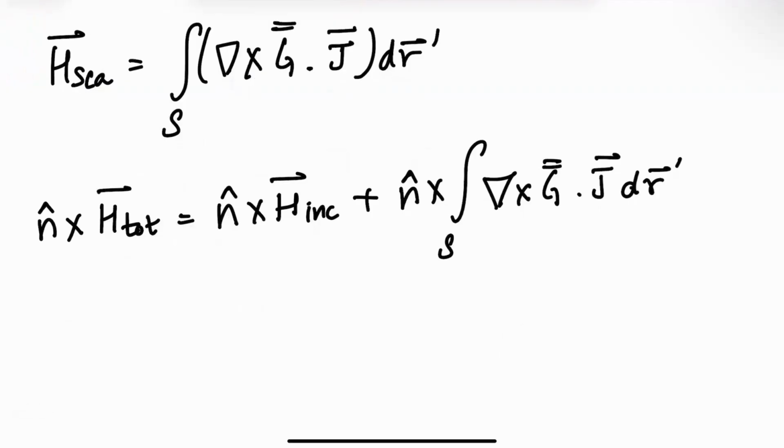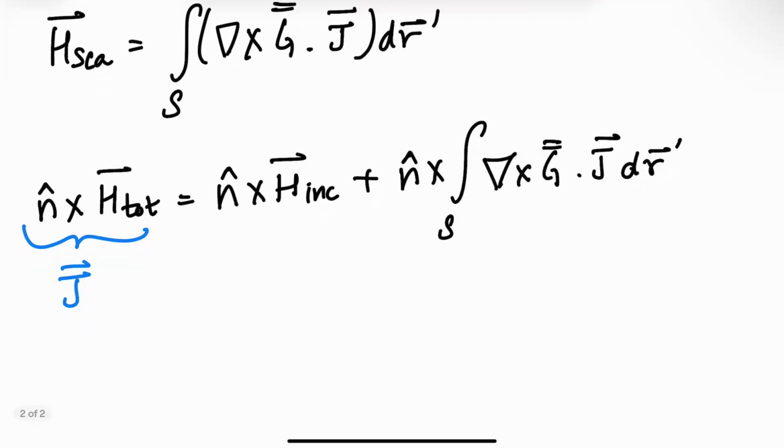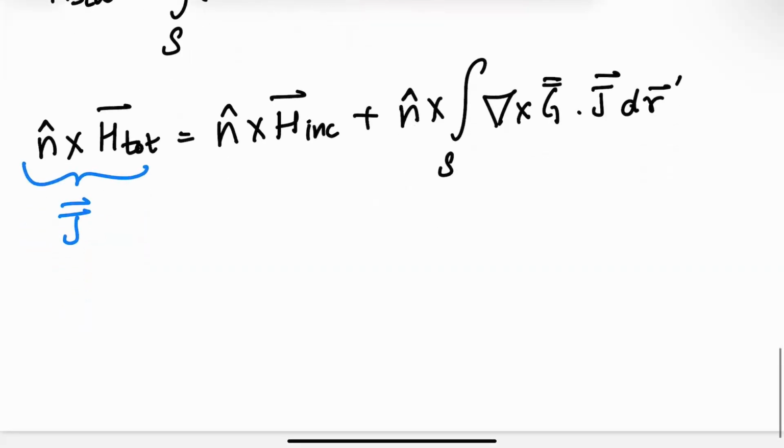And we also know that n hat cross H total is nothing but J for a PEC, right, at the surface. So we can substitute that in, and then that would give us our integral equation for the current in terms of the magnetic field. And that's a little bit easier to solve.